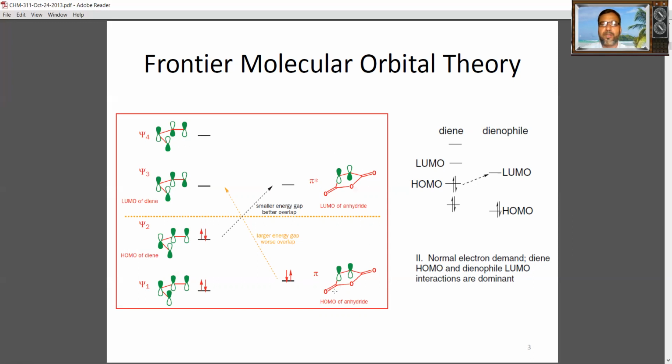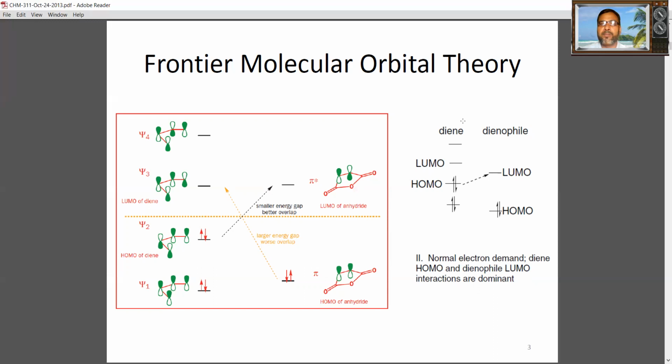Now you have here two electrons. Large energy gap versus overlapping: if this energy gap is large, then overlapping is difficult. A smaller energy gap gives better overlap. So pi and pi star: this is the pi filled and pi star empty. Then you can see the HOMO of the anhydride and the LUMO of the anhydride, both up.